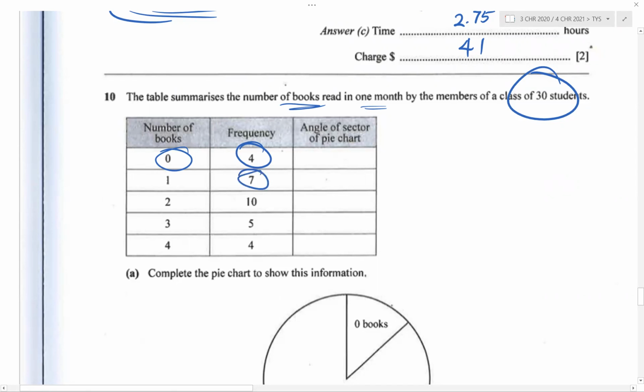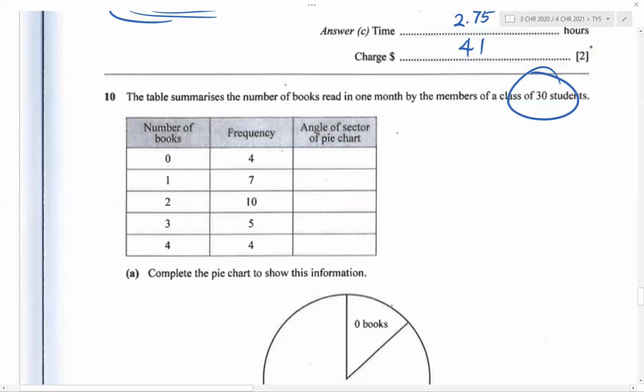We've got 7 students who read one book. We've got 10 students. Wow, that's the majority. 10 students read 2 books. Is this a good reflection of reality? Do you actually have most people reading 2 books in a month? No lah. 2 books in a year, maybe lah. Okay, then we have 5 of them who read 3 books. And we have 4 of them who read 4 books.